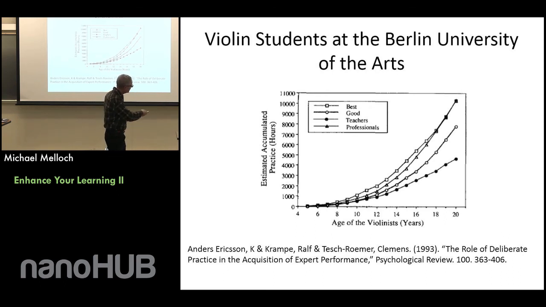And if you look at age 20, the ones who could be international soloists had hit 10,000 hours of practice. The ones who might be in a city orchestra, about 8,000. The teachers, 4,000 to 5,000. You might have heard this rule that they say it takes 10,000 hours to become an expert. This is the study that kind of came from.